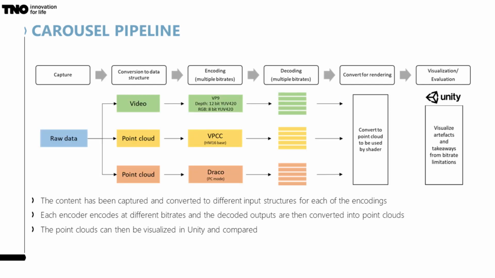Here you see the whole experiment pipeline that we have. So from the left to the right we have the capture and we have the raw data. We have the conversion to the different data structures, and here you'll see the video and the point cloud. In the encoding, what we've done is encoded at multiple different bit rates for each of the encoders, decoded and then converted for rendering and visualization in Unity. The idea here is that then we can view the difference between the different encodings and compare with the bit rates, the encoding times, and also with the visual quality.